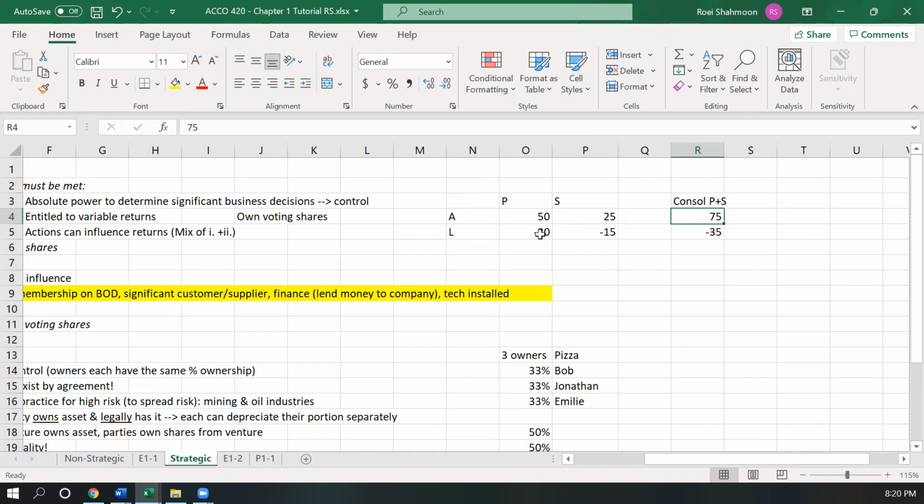Same thing, look at the liabilities. I put a negative here because it's a liability, but 20 plus the 15 gives you the minus 35 over here for the consolidated liabilities. Okay. And guys, that's why I love this class. It's literally something you see in real life all the time.